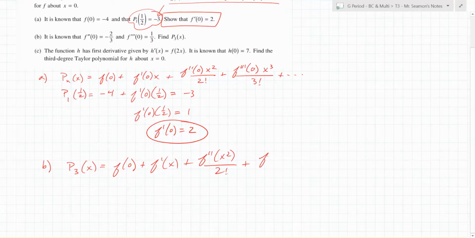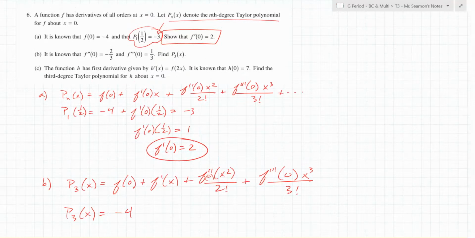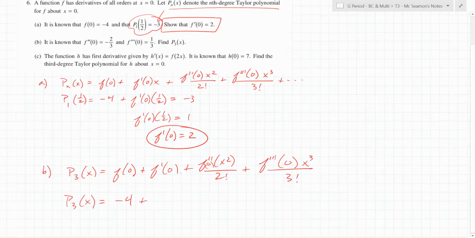I just stopped at the same place we want to. f''(0) times x squared over 2 factorial, f'''(0) times x cubed all over 3 factorial. So can we plug things in now? Sure. So we know that P3(x) is going to be, what's f(0)? -4. And it's not f'(x), it's f'(0), sorry. What's f'(0)? 2. Plus 2x, right? Yes. Plus, and then what do we plug in there? -2/3 x squared all over 2 factorial plus 1/3 times x cubed over 3 factorial.